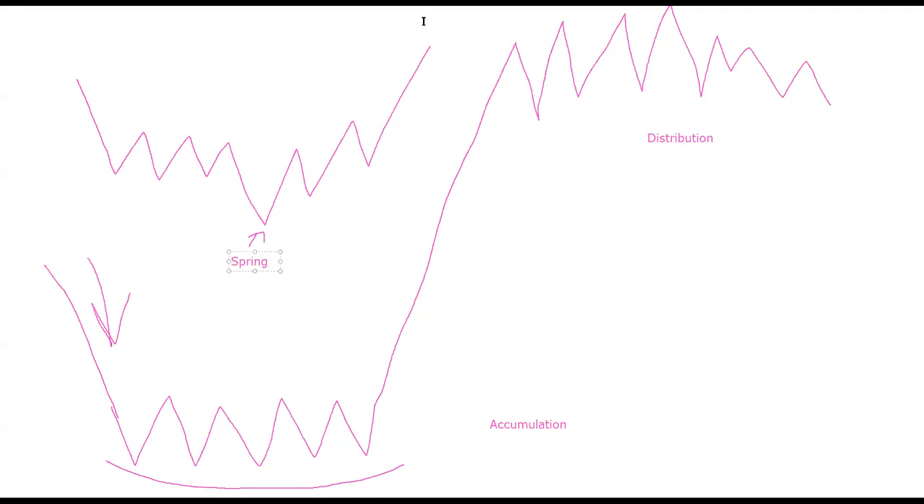Okay. Same thing here. Right here, it tried to knock you out. This is called the upthrust. Okay. And now the upthrust is essentially the spring for distribution. Okay. Does everybody understand this so far? Any questions? No questions at the moment?